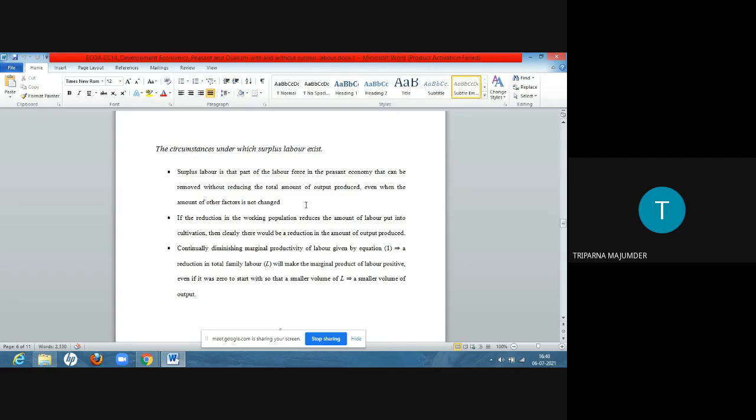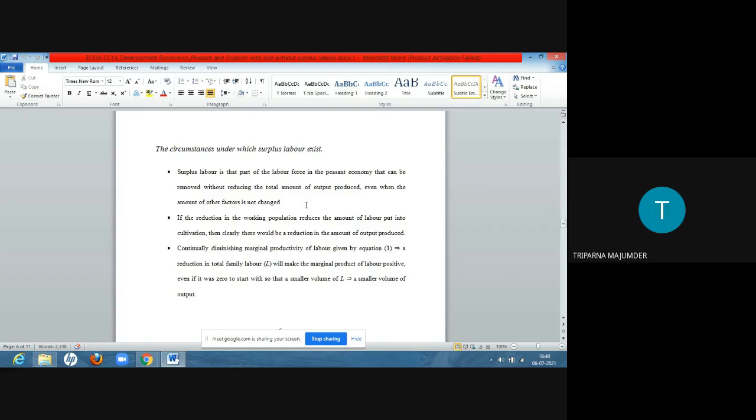If the reduction in the working population reduces the amount of labor put into cultivation, then clearly there would be a reduction in the amount of output produced. So when we withdraw labor, there should not be any reduction in total output. If that happens, then only surplus labor can exist.